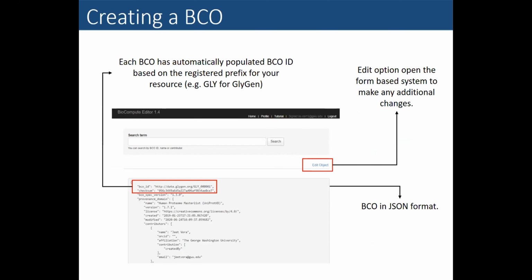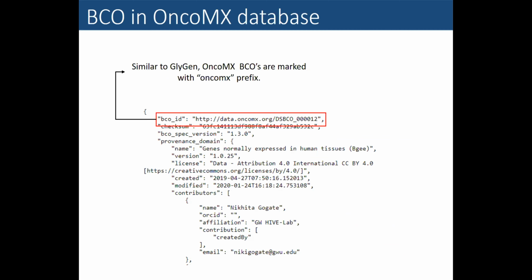Once the BCO in the JSON format is created, you can either edit it and go back and make additional changes. Additionally, all the IDs are stored under a particular registered prefix. For example, for GlyGen, we're using the prefix GLY. Similarly, I just wanted to highlight another BCO in a different bioinformatics cancer database called OncoMX. Similar to GlyGen, the data set captures details for a particular database, and it has its own ID and prefix.